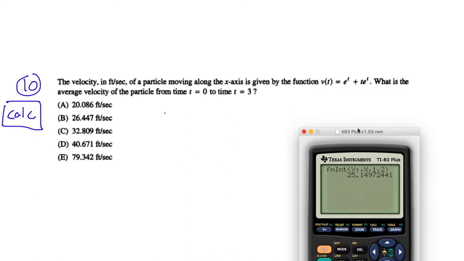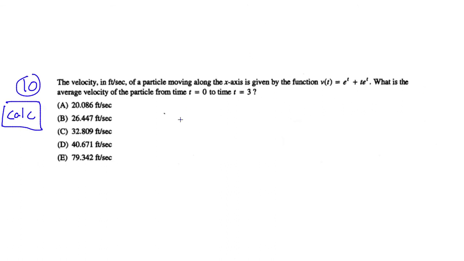So I have a velocity function, and I need to find the average velocity. So let's go ahead and write some things down first. What is average velocity? Average of anything is the integral of that anything. So average of velocity is the integral of velocity, and then don't forget to divide by time. So this is going to be 1 over 3 minus 0, from 0 to 3, and then I'm going to plug in for that v of t. That v of t is really e to the power of t plus t e to the t.